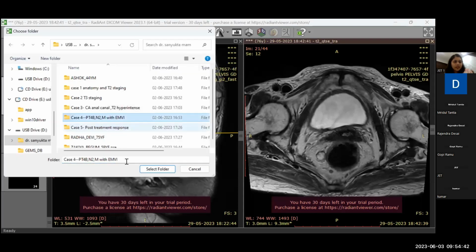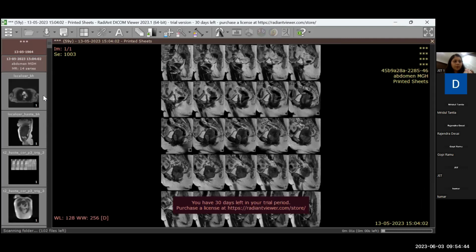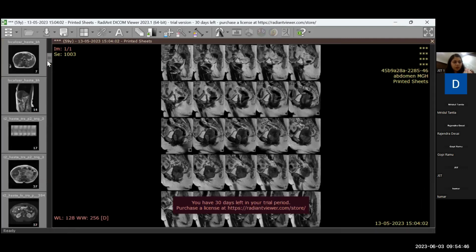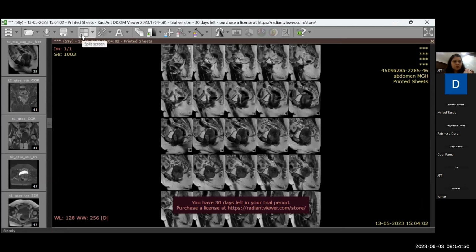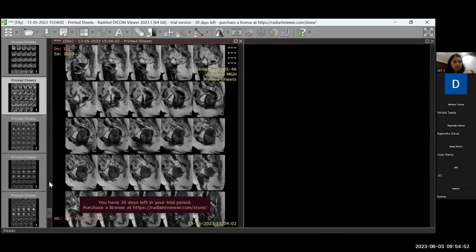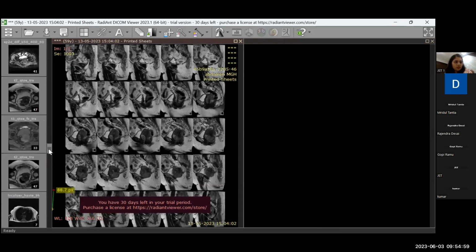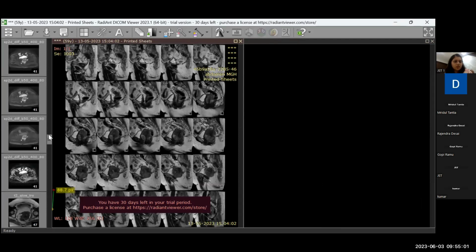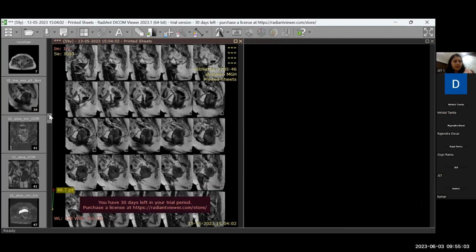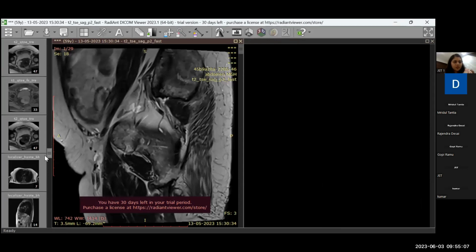Another important case, just to show the EMVI, which makes it a poor prognostic factor, and how to identify it. The contrast images usually are not acquired, but can be acquired in a post-treatment response, just to give us more confidence.